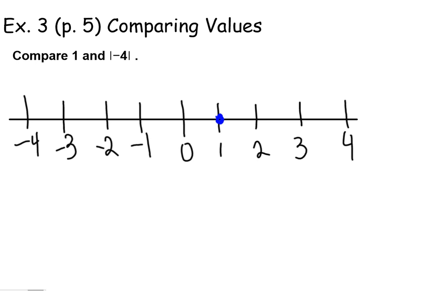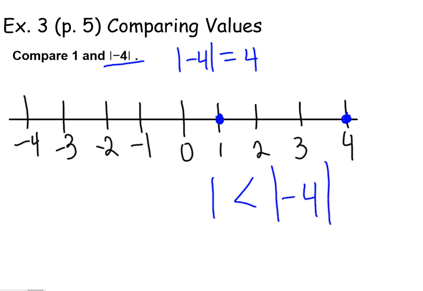Now, we need to compare the absolute value of -4. The absolute value of -4 means that it's 4 units away from 0. So it's equal to 4 because -4 is 4 spaces away from 0. Now, when we graph it on the number line, the absolute value of -4 is here to the right. Now that we can compare these two values, 1 is to the left of 4, therefore 1 is less than the absolute value of -4.